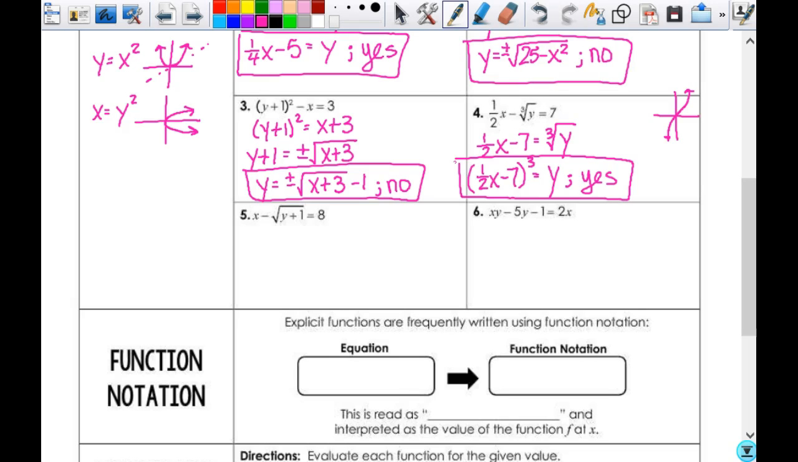So let's solve for y. Let me get x minus 8 equals the square root of y plus 1. What do I need to do here? Square both sides. So x minus 8 squared equals y plus 1. And I got to move the 1. So x minus 8 squared minus 1 equals y.